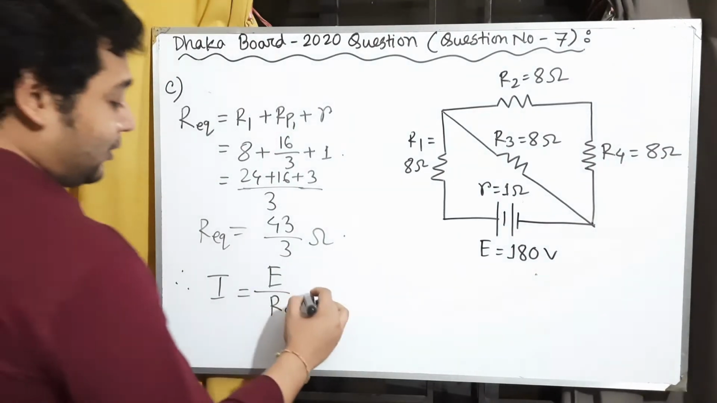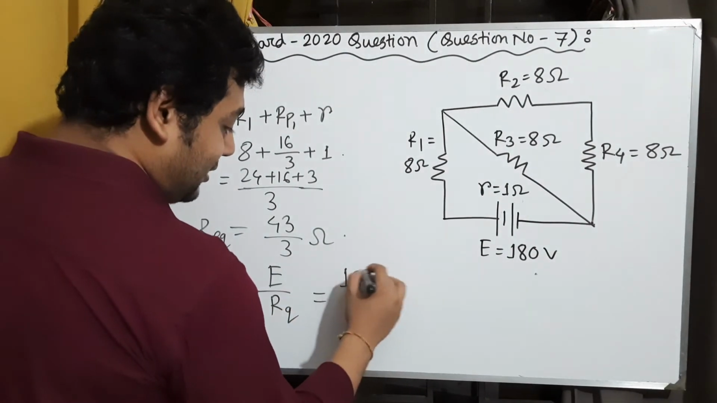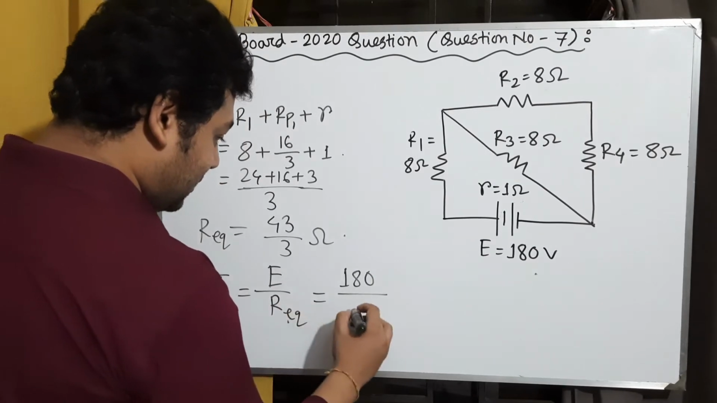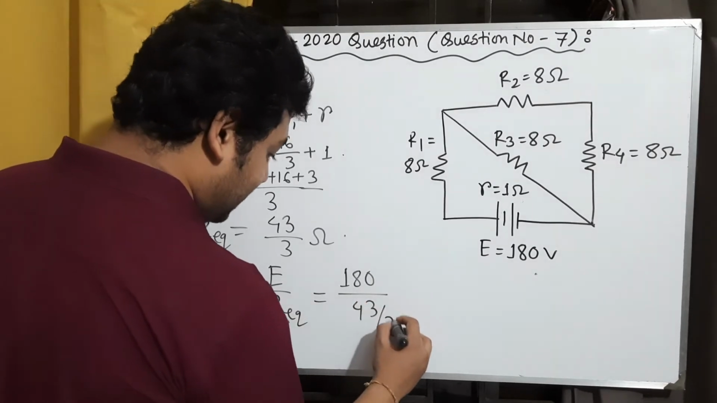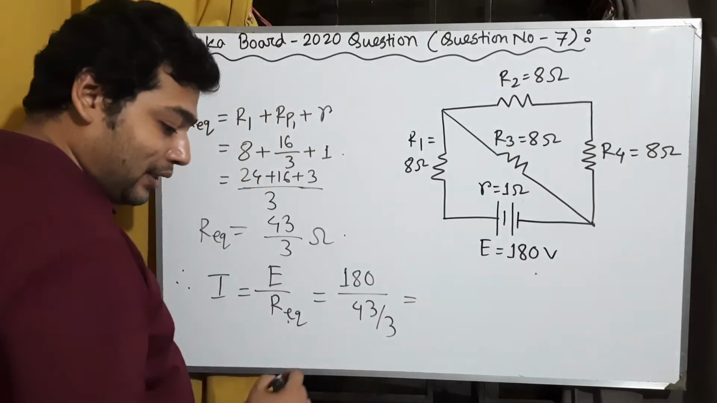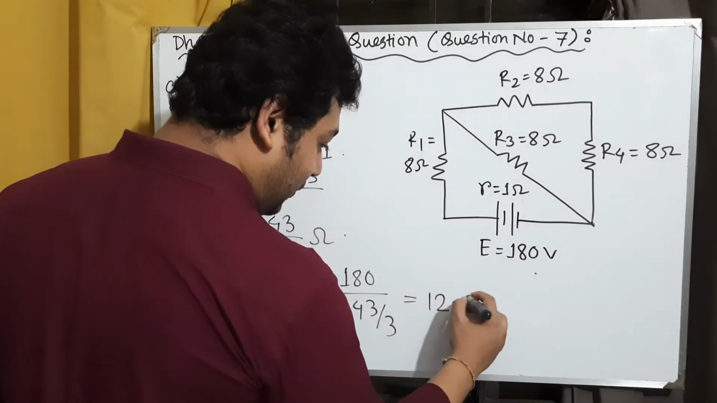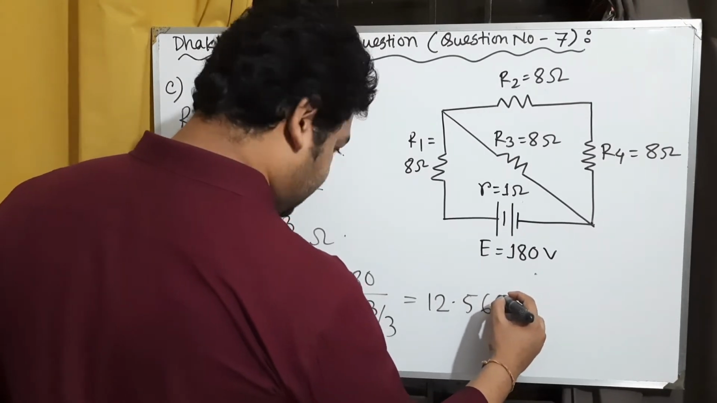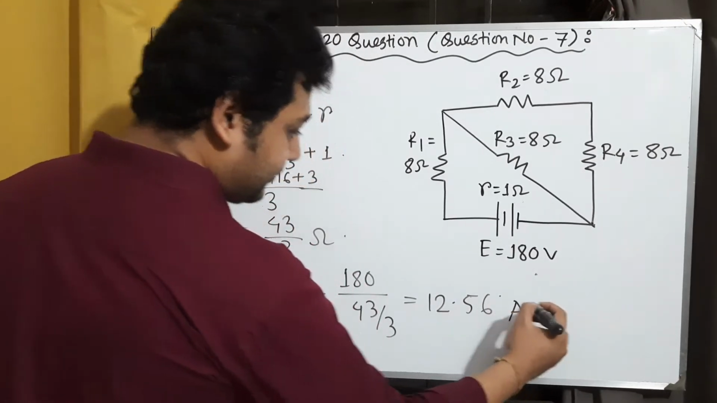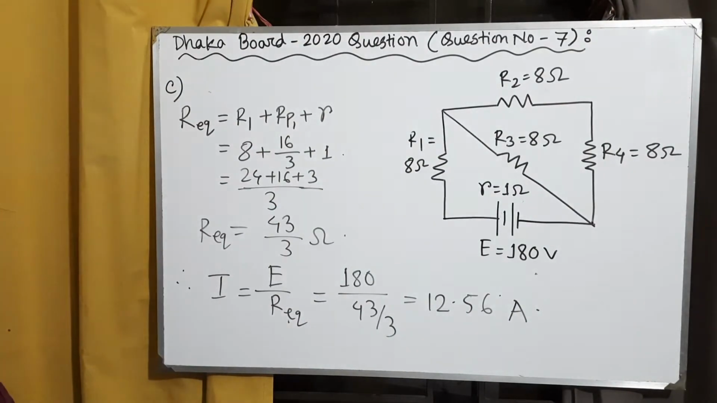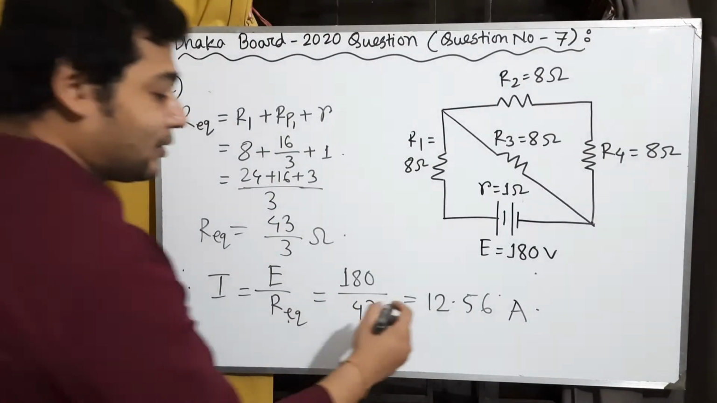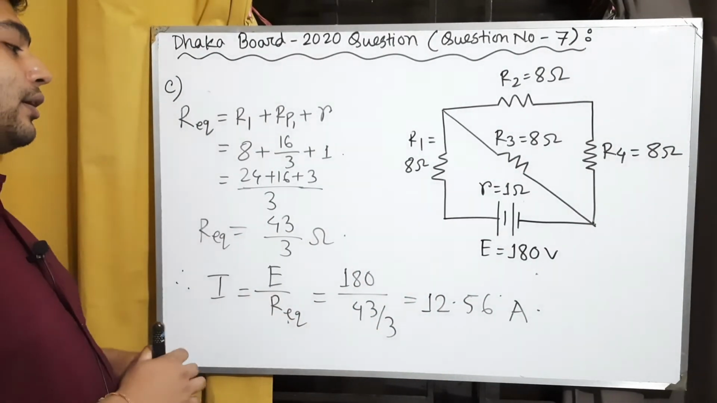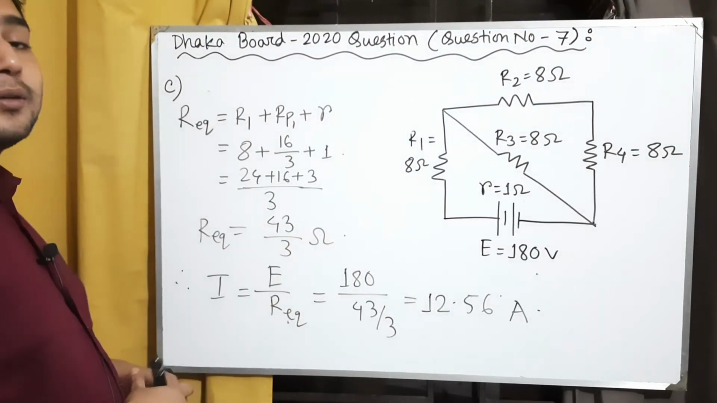Okay, so I equal to E divided by R equivalent, so we can write 180 divided by 43/3. Calculating, we get 12.56 ampere. Okay, so this is our main current, the current flowing from the power source.